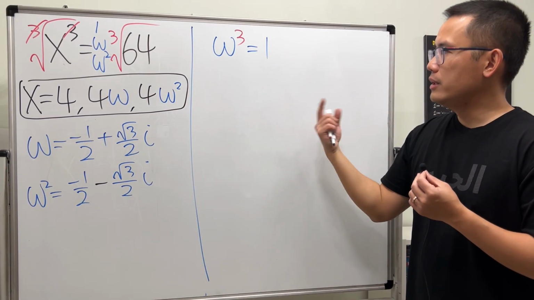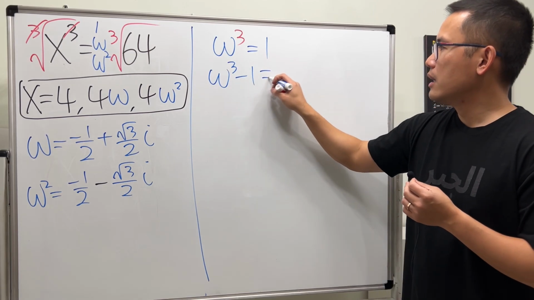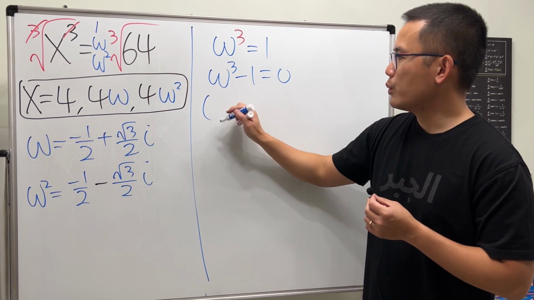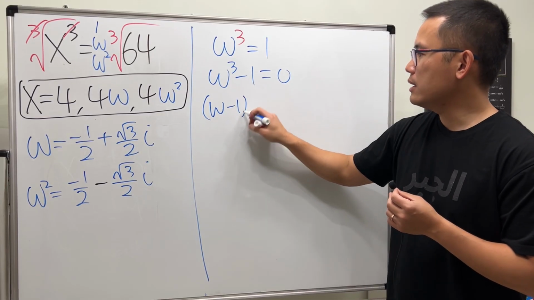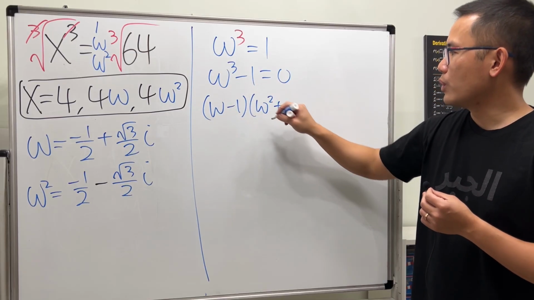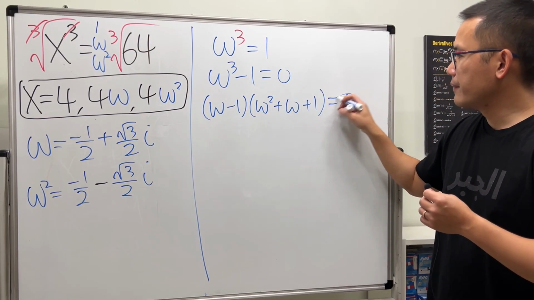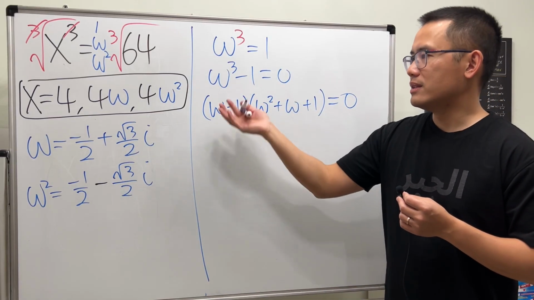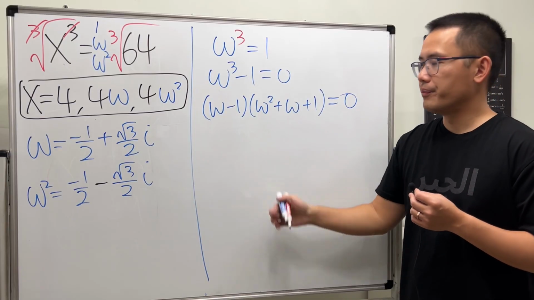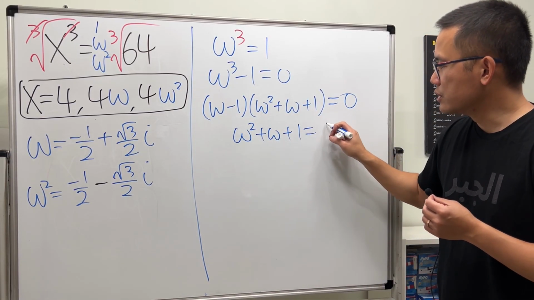To solve this the algebra way, we can put the 1 to the other side and then factor this as a difference of 2 cubes. So we will end up with omega minus 1 times omega squared plus omega times 1, which is omega, and then plus 1 squared, which is 1. If omega is equal to 1, that's not what we want. The complex solution will come from here. So we want omega squared plus omega plus 1 is equal to 0.